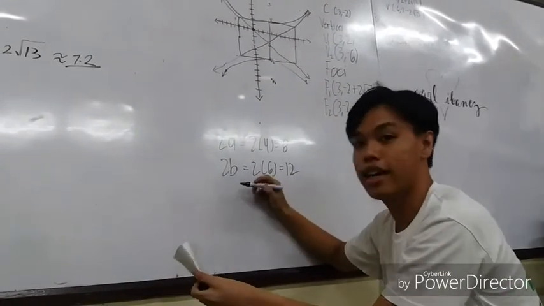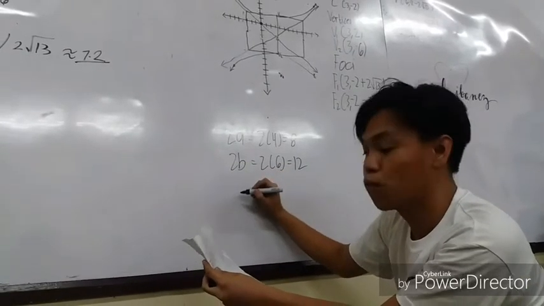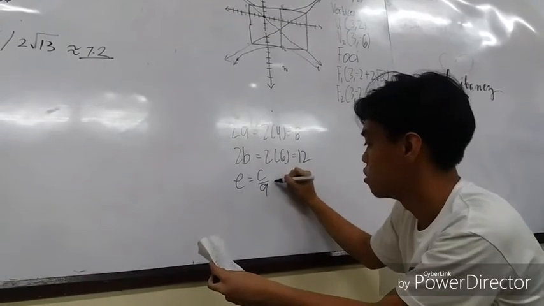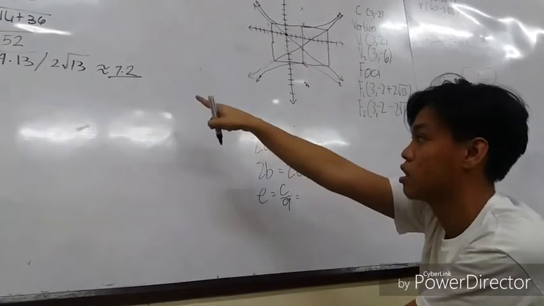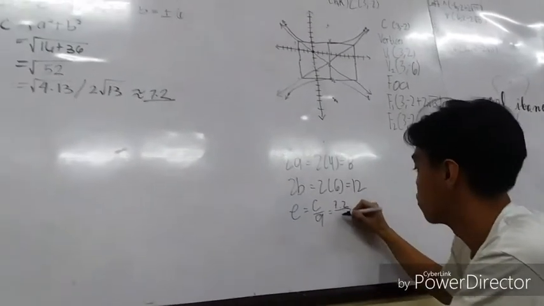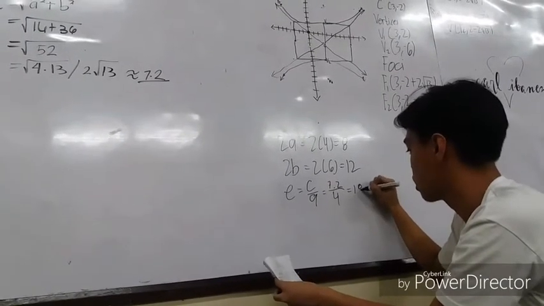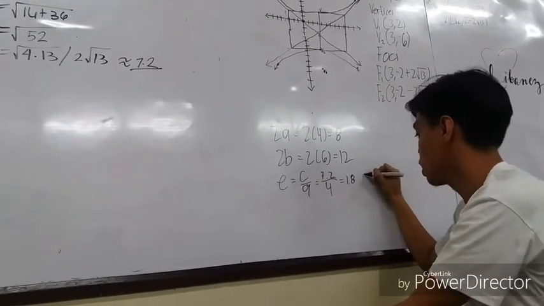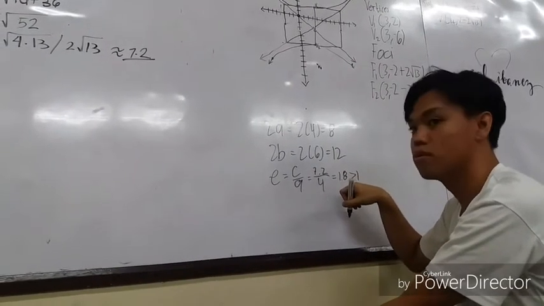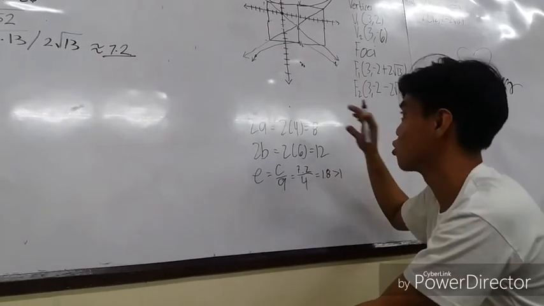Next, I will find the eccentricity. So its formula is e equals c over a. So c is 7.2 over 4. Then it is equal to 1.8. If e is greater than 1, it is known to be a hyperbola.